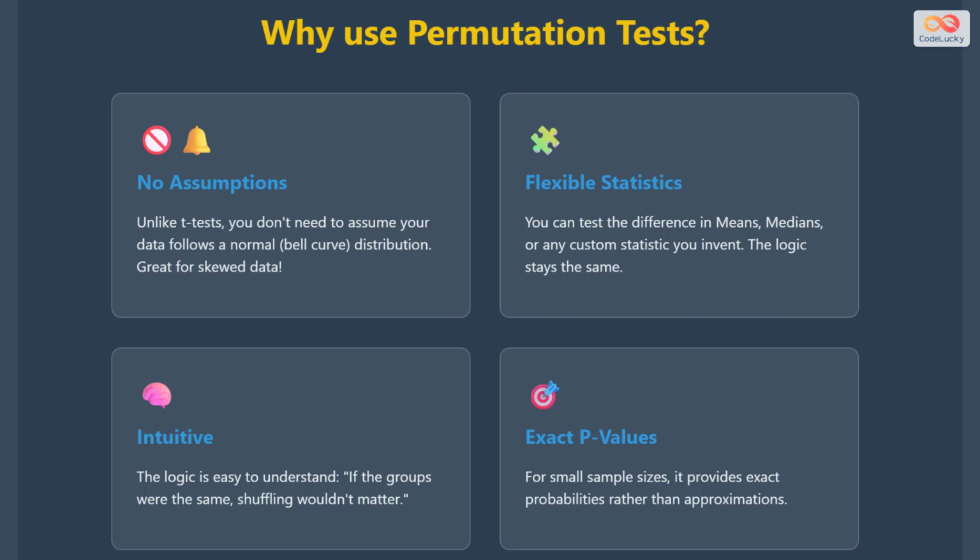Why use this method? First, it does not require your data to follow a normal distribution, making it perfect for skewed data. It is flexible, allowing you to test means, medians, or any custom statistic. And essentially, it gives you an exact probability based on your specific data.